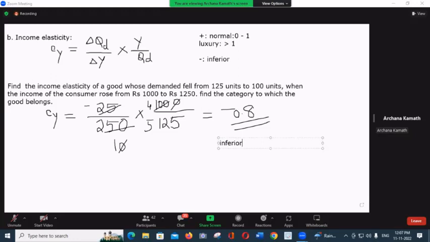So how come you're getting a positive answer? They're moving in two different directions. So obviously you'll get a negative answer. So the commodity is an inferior good and the value of your income elasticity is negative 0.8. 0.01, I don't know how you got that answer. 1.25, 0.125, some weird answers. Check where it has gone wrong.